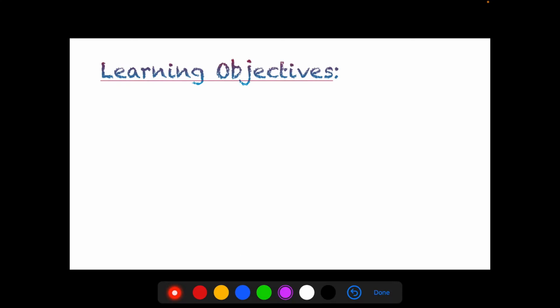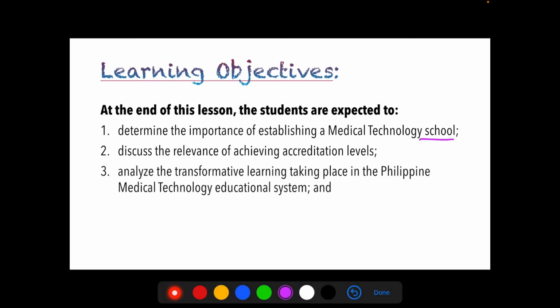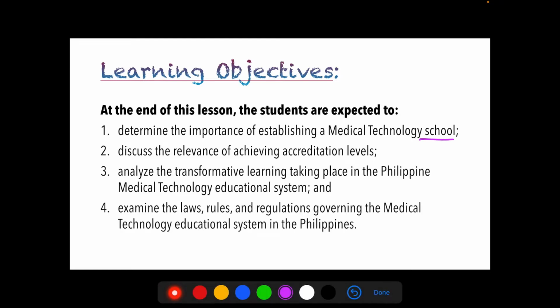Now, let's have our learning objectives. At the end of this lesson, you are all expected to determine the importance of establishing a medical technology school, discuss the relevance of achieving accreditation levels, analyze the transformative learning taking place in the Philippine medical technology educational system, and lastly, examine the laws, rules, and regulations governing the medical technology educational system in the Philippines.